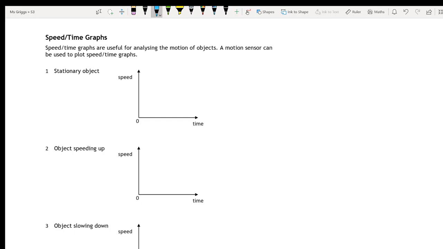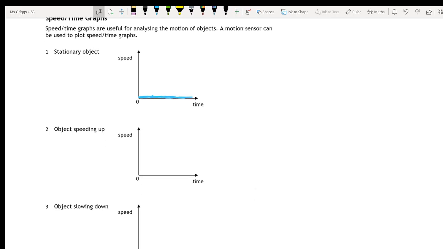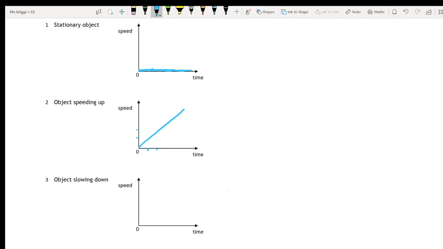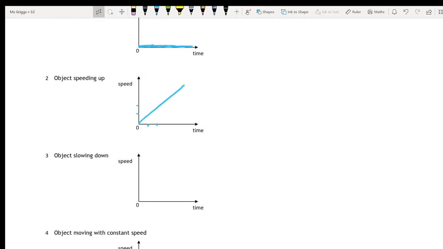Okay, so stationary objects. A stationary object just has 0 meters per second. It's not traveling, so it would just be a line along the bottom at 0. If an object's speeding up, it would look like that. So it's increasing speed every certain amount of time. If you went 1 second, it would be that speed. The next second, it would be a higher speed. Slowing down is the opposite. So it starts off at a higher speed and decreases. It doesn't always have to end at 0.